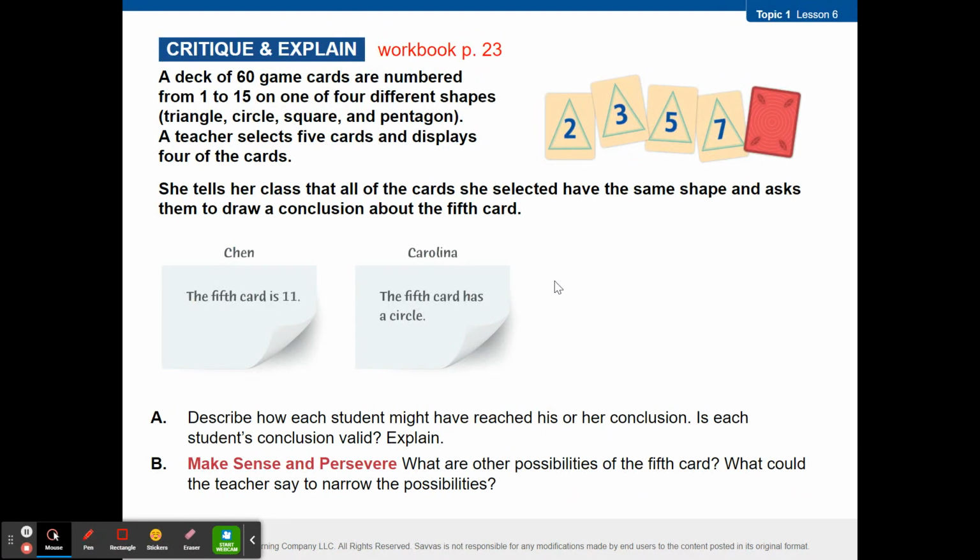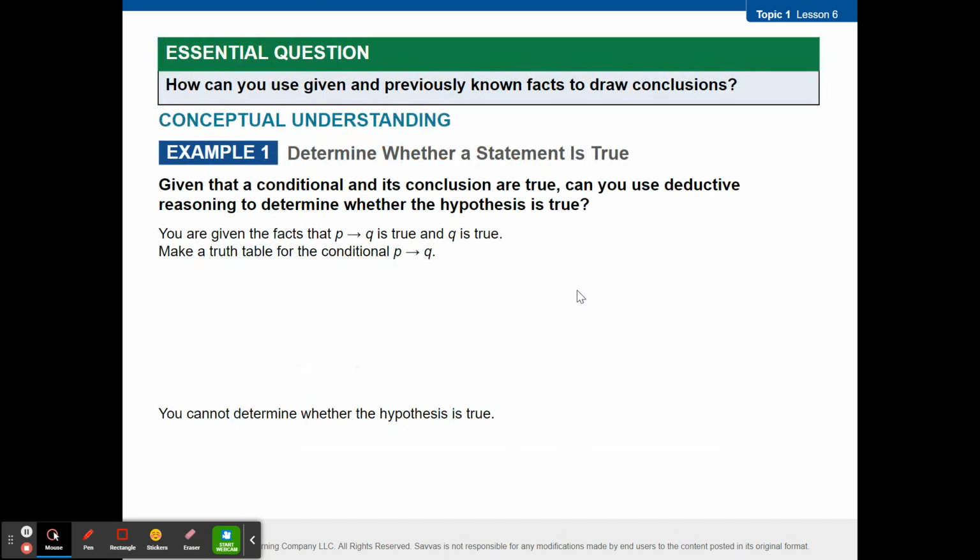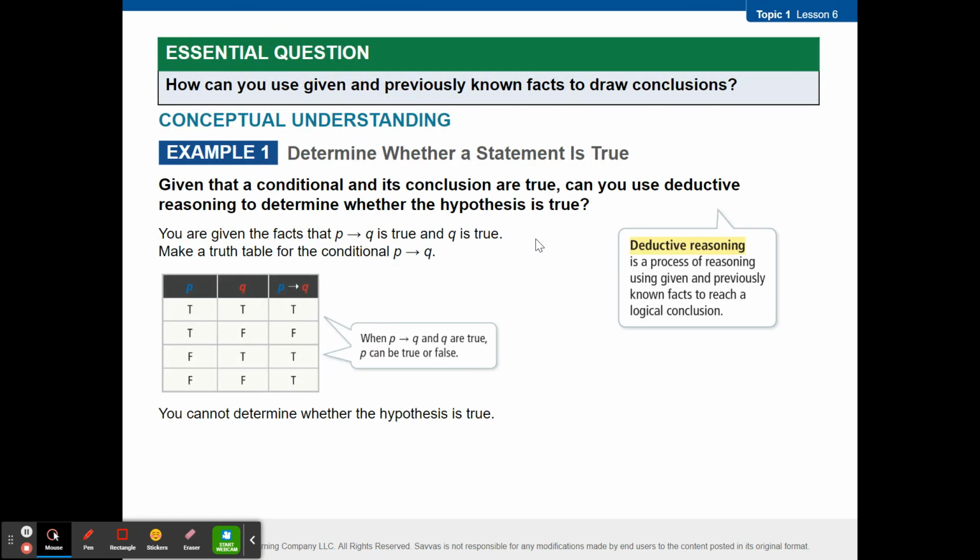We're going to skip the critique and plan, but here's our essential question. How can you use given and previously known facts to draw conclusions? So, example 1, determine whether a statement is true.